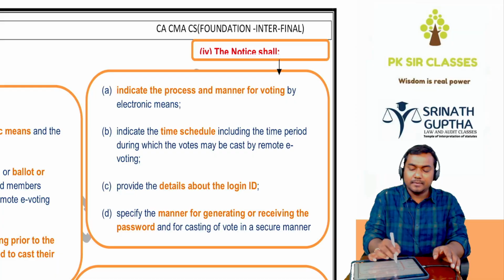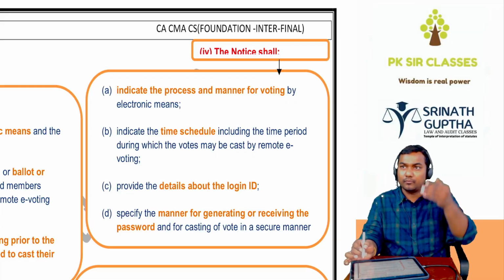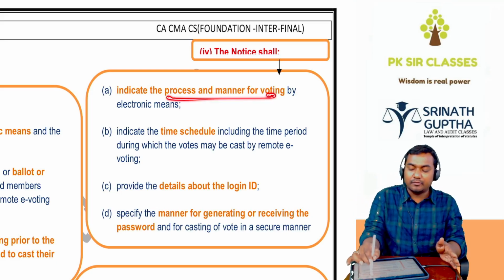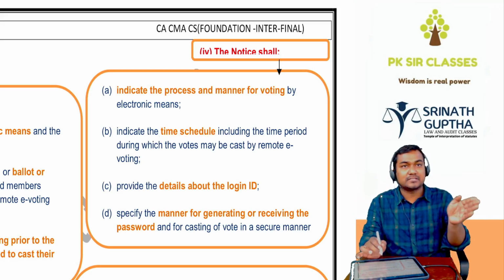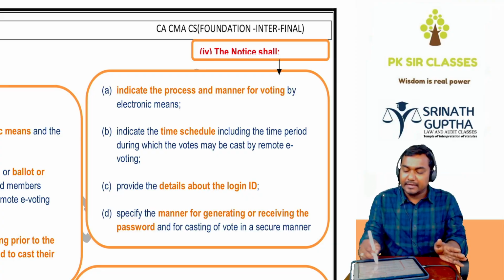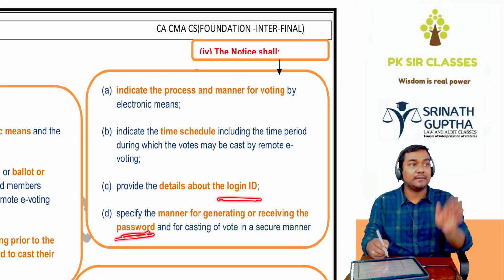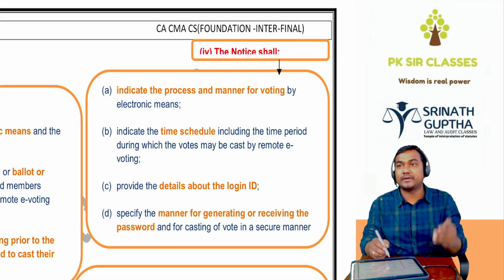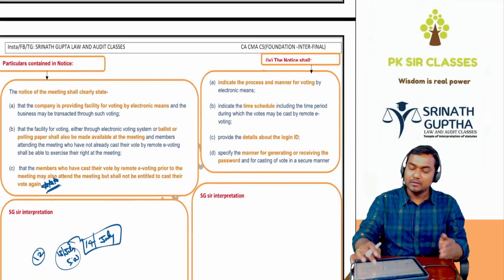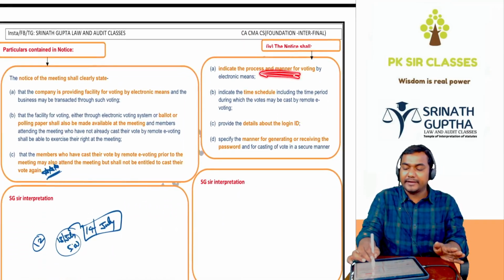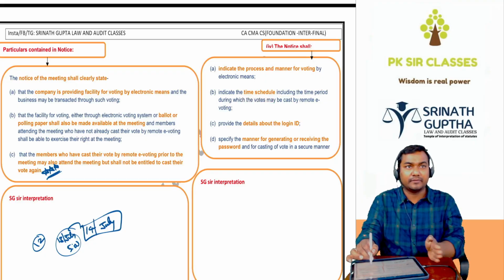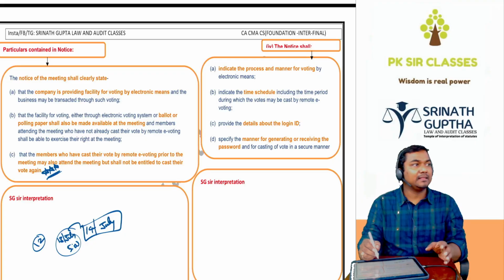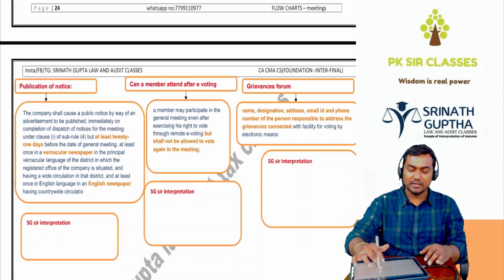The notice shall contain the process of e-voting. The notice of general meeting should contain how to vote electronically. It should explain the process of e-voting and the time schedule: when e-voting will start and when e-voting will end. Details of the login ID and password should be specified in the notice. How to derive the ID and how to derive the password should be specified in the notice of the general meeting. So it will contain the manner of e-voting, the time schedule, what the login ID is, and how to get the password for the login. All these things should be specified in the notice of the general meeting.